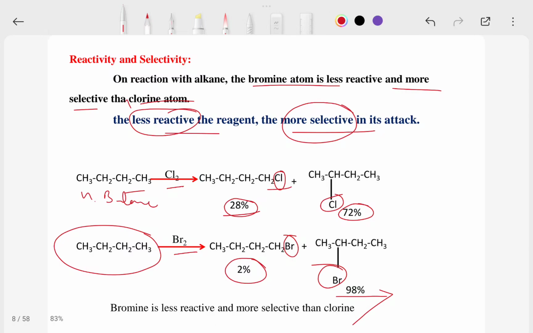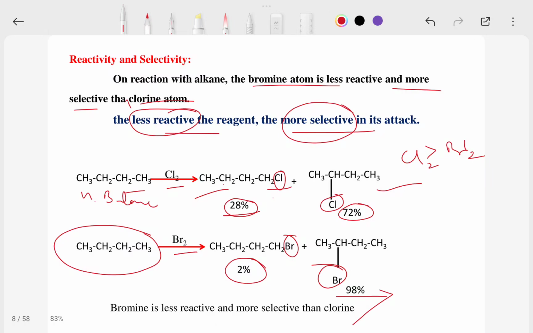This is because chlorine is more reactive than bromine. When comparing chlorine and bromine, chlorine is the more reactive compound, so it cannot differentiate between primary and secondary hydrogen atoms in butane and gives a mixture of 1-chlorobutane and 2-chlorobutane.